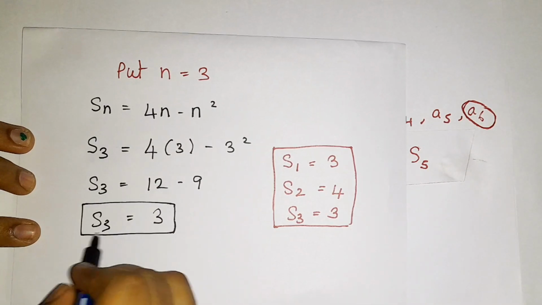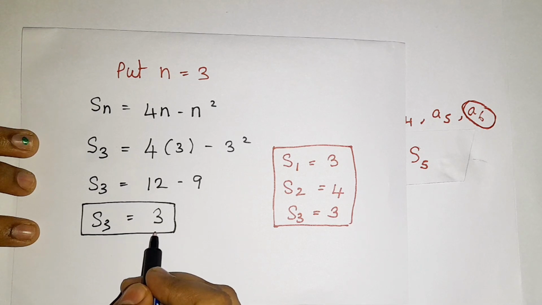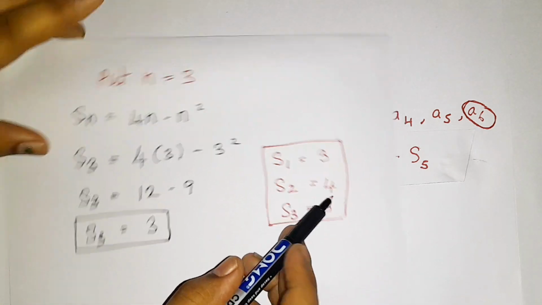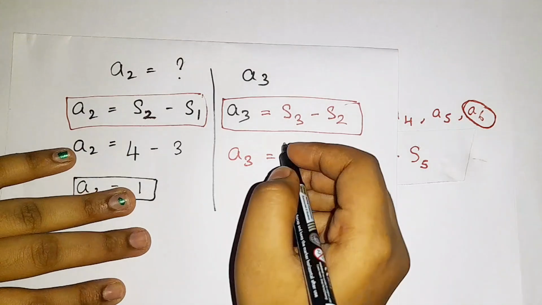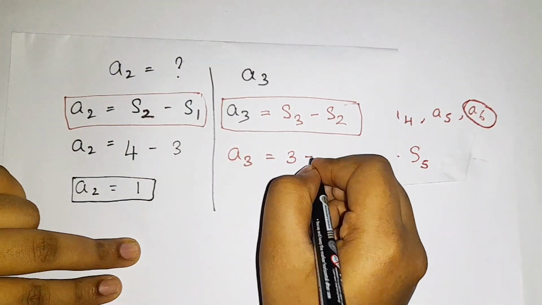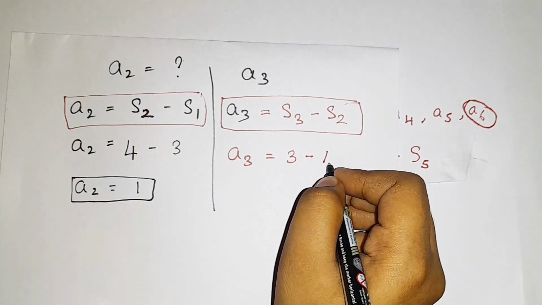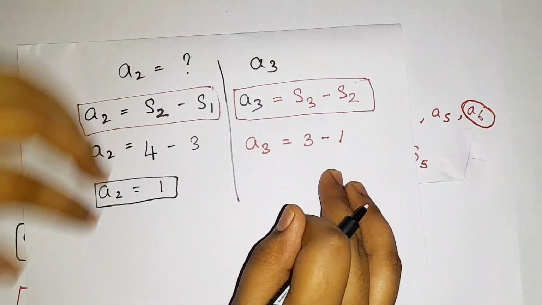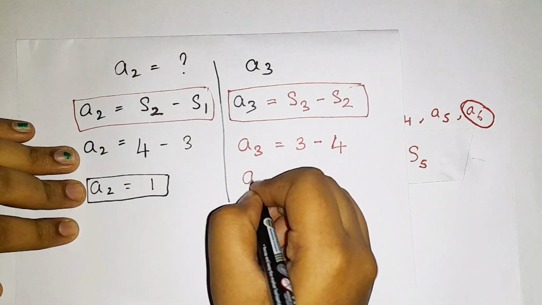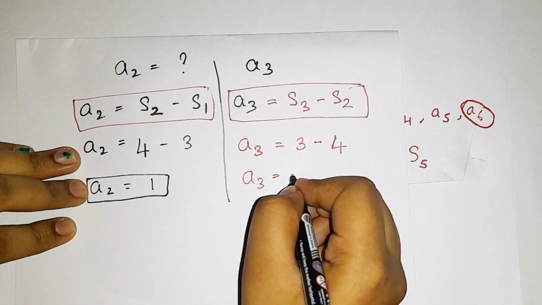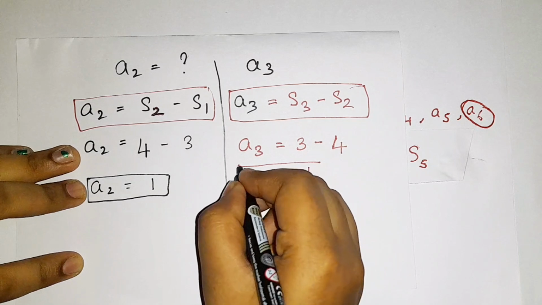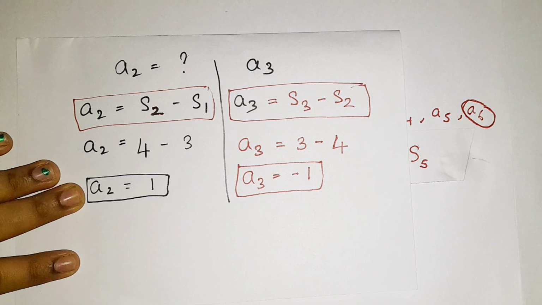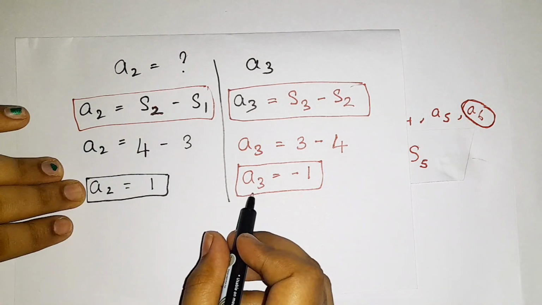So now we found it, so S3 is equal to 3, isn't it? So now we got S3 is equal to 3 and S2 is equal to 4. So now let us put that. S3 we got as 3 and S2 is 4, right? So A3 is equal to, when you just subtract them we get minus 1. Likewise we got the A3 value. So now finally we got the third term. A3 means third, right? So finally we got the third term.